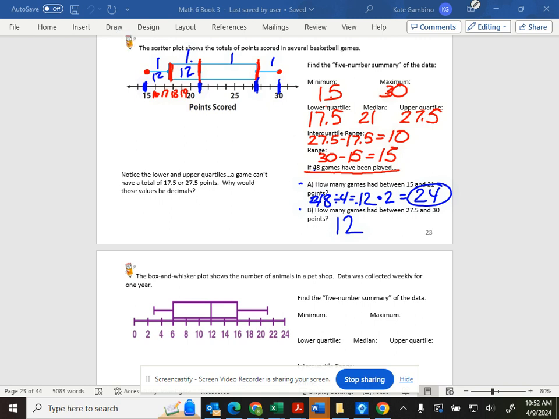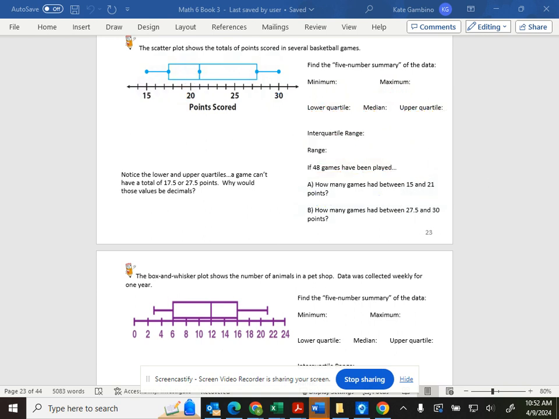So let's look at our work page. Oh, there is one more question. Thank you. Notice the lower and upper quartiles. A game cannot have a total of 17.5 or 27.5 points. Why would those values be decimals? Who was listening? Because I already answered this. Is it because you can't have like a half a point? Yeah. But a game can't have a total of 17.5 or 27.5. So why do we have that as our upper and lower quartiles?